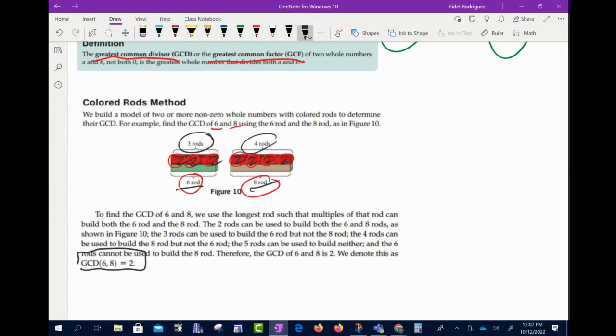Meaning if you wanted to build a stick of length 6, you could use sticks of length 1, length 2, or length 3. Same thing for 8. You could use sticks of length 1, length 2, or length 4. But you're looking for the one that you can build both of them with, and the biggest one you can build both of them with. So yes, we could use little blocks of length 1, but we could use blocks of length 2, and that's going to be bigger.